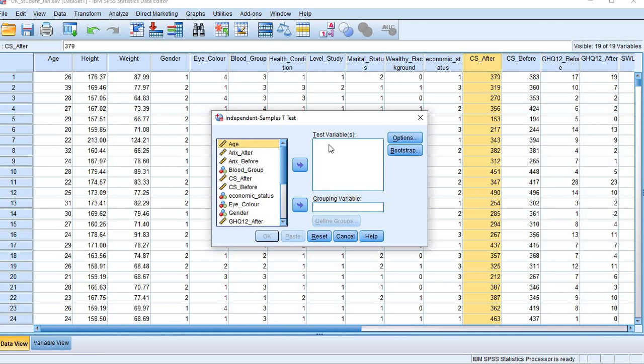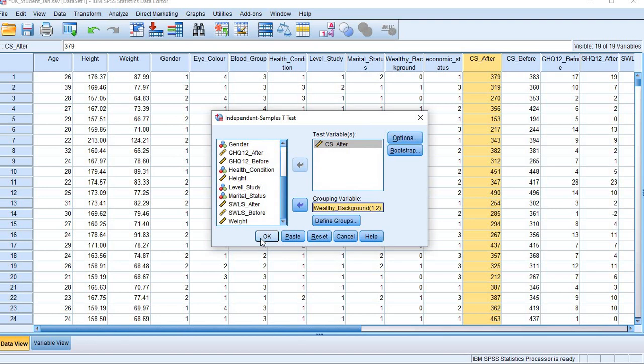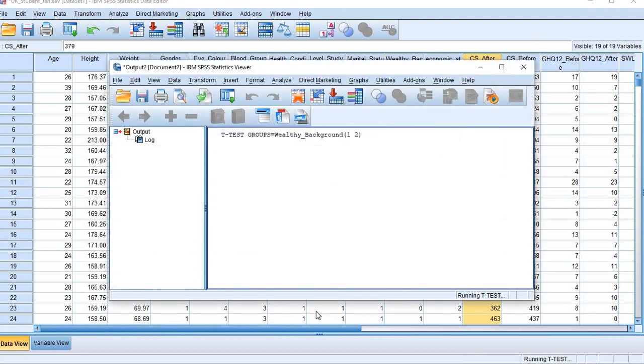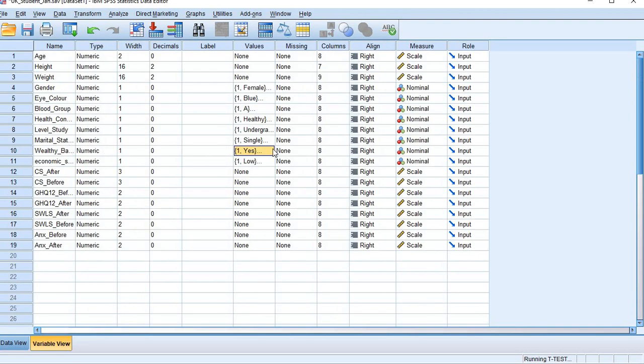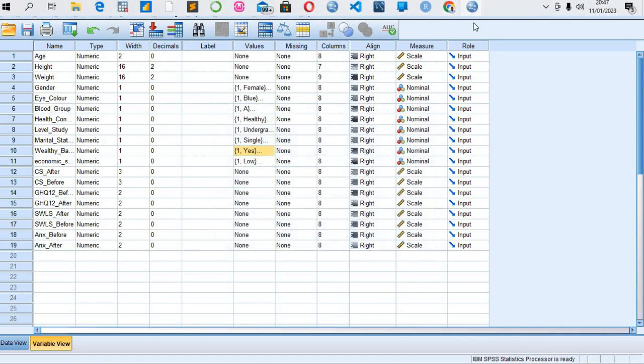Now here we need to move the tested variable. We are moving the continuous variable, that is the credit score after COVID-19. And now for the categorical variable, we are moving, what did we say? Is it wealth? Yeah, wealth background. We are moving wealth background here. Now the question mark is because we have not defined our categories. So we have 1 and 2, that is from wealth and not from wealth. We of course click continue and we click OK. And we have our output. Now one thing I need to confirm is on the wealth background, because when interpreting, 1 represents yes from wealth and 2 no.